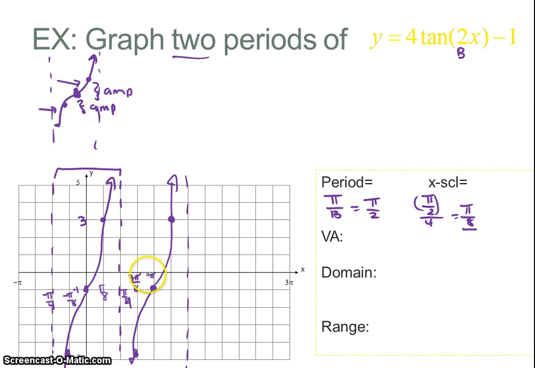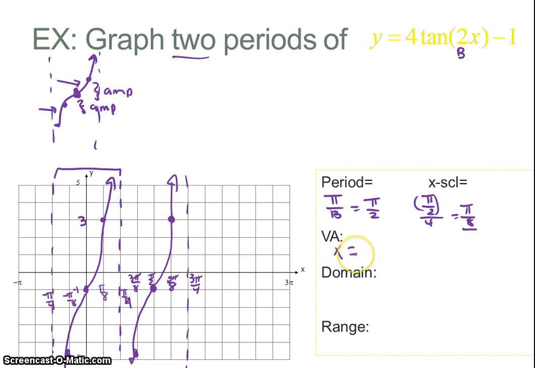4 pi over 8, 5 pi over 8, and 6 pi over 8, which is 3 pi over 4. Okay, so now I filled out my scaling everywhere on my x and my y axis. Now I'm ready to write the equation for my vertical asymptotes.